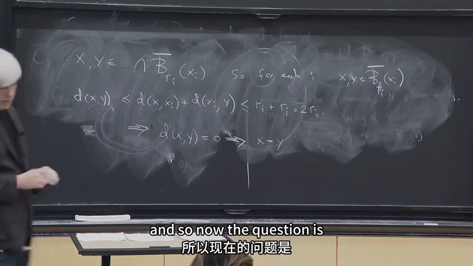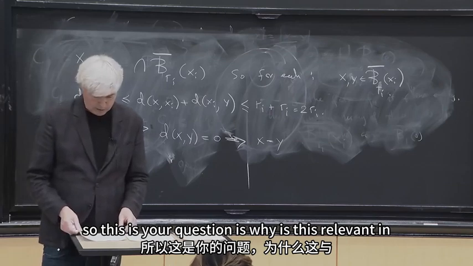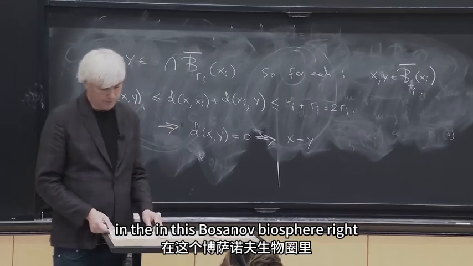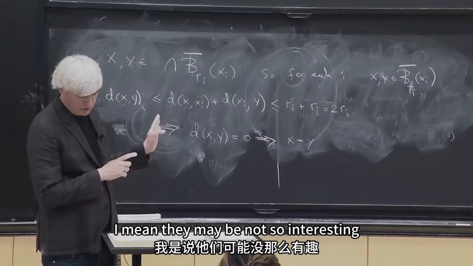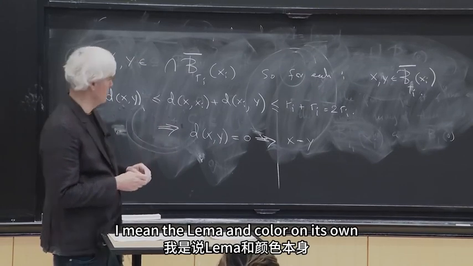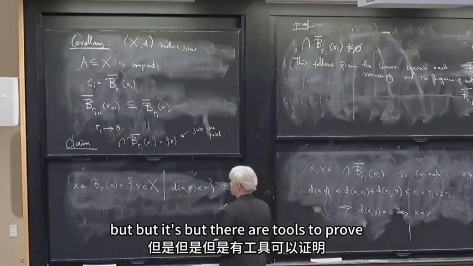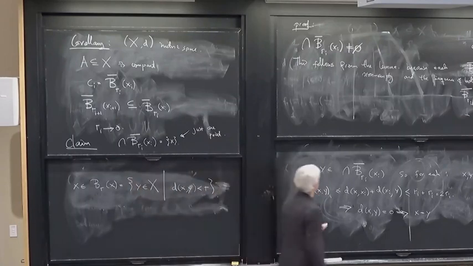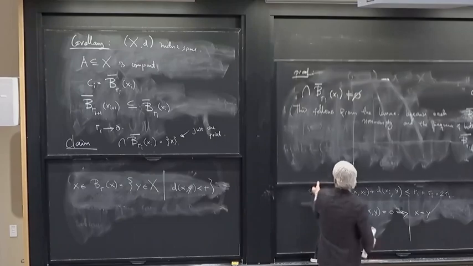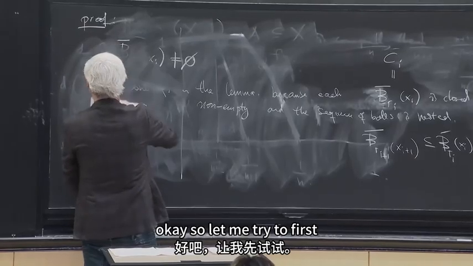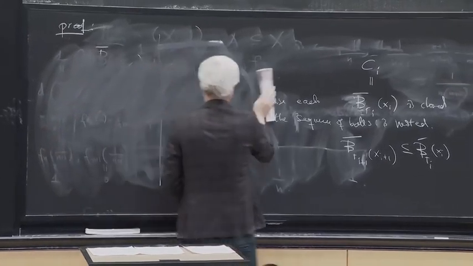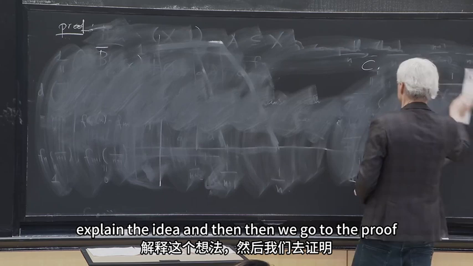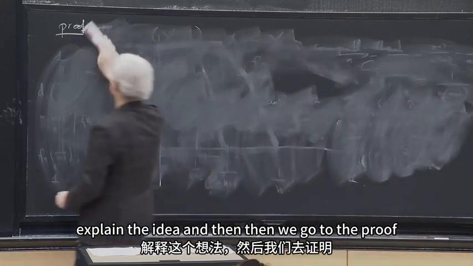And so now the question is, so this is your question, why is this relevant in this Bolzano-Weierstrass theorem? I mean, the lemma and the corollary on their own are maybe not so interesting, but they are tools to prove this Bolzano-Weierstrass theorem. Okay, so let me try to first explain the idea, and then we go to the proof.